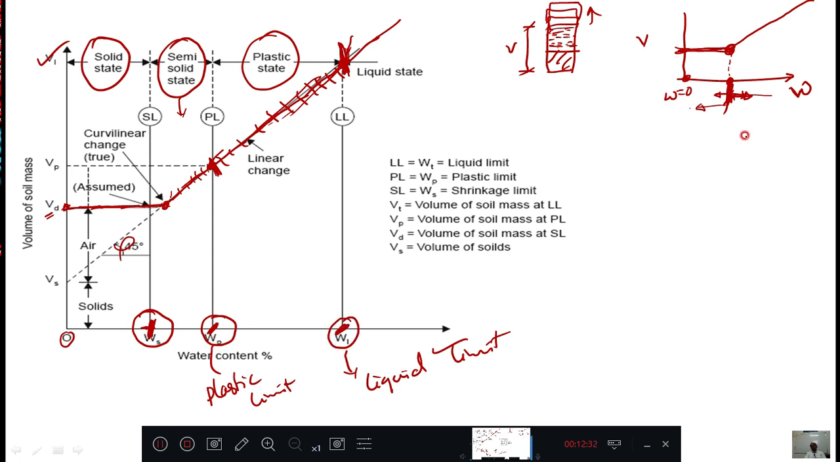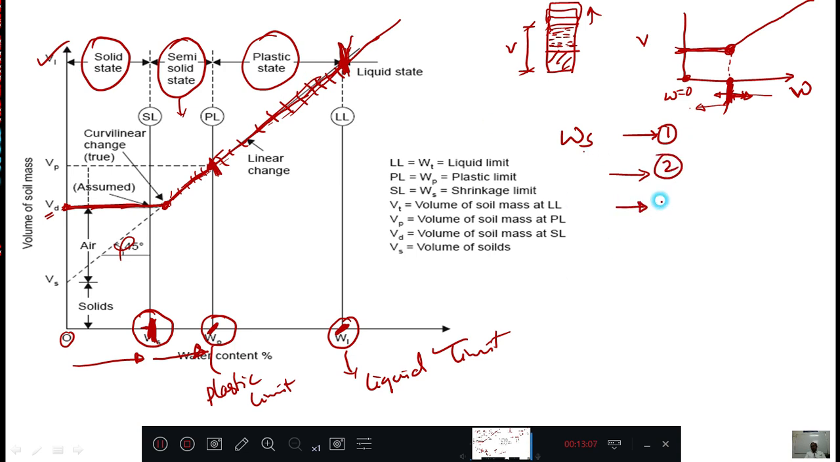I will go on telling the definitions, and you pause the video and write them down. Shrinkage limit is defined as the maximum water content up to which there won't be any increase in the volume observed. One definition. Shrinkage limit is defined as the minimum water content above which an increase in the water content causes an increase in the volume. Two definitions for shrinkage limit.